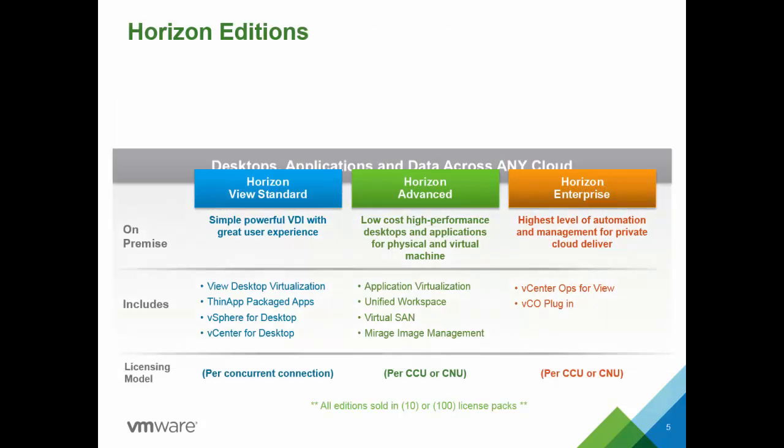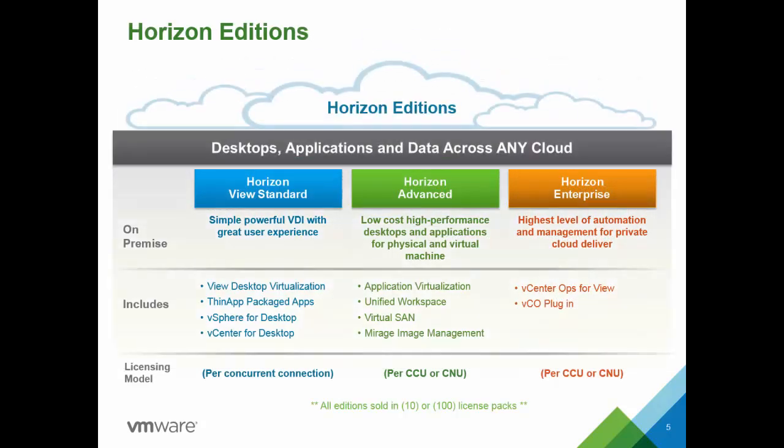But now with Horizon 6, we have three different editions is the way it's presented and offered. First, we have Horizon View Standard. Horizon View Standard gives you your virtual desktop or VDI solution, as well as the ability to create ThinApp packages. And then it also gives you your licensing for vSphere and vCenter for desktop. It is on a per concurrent connection basis for the licensing model.